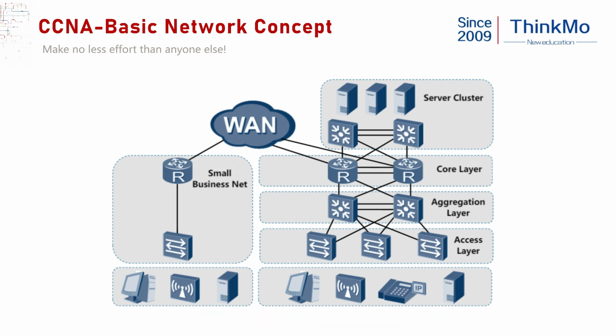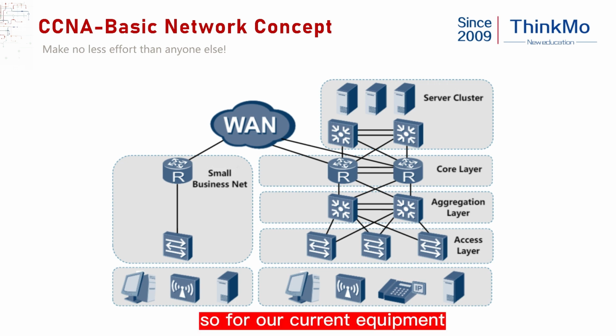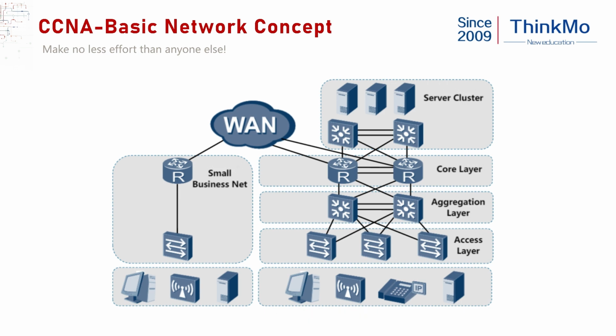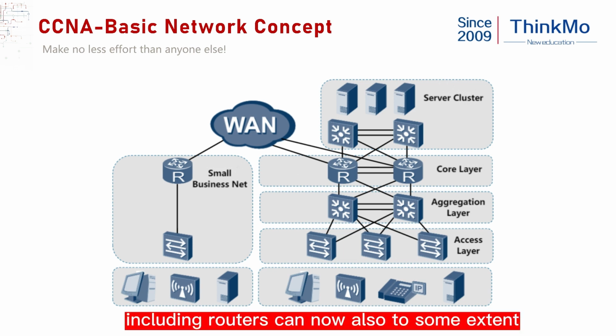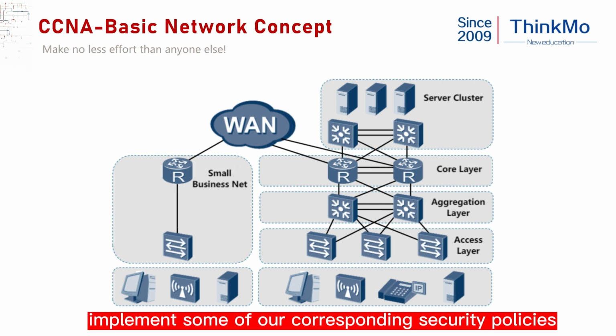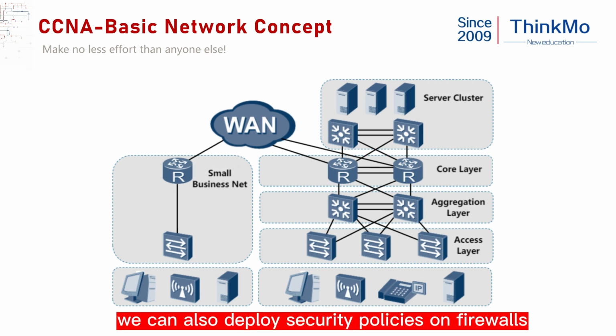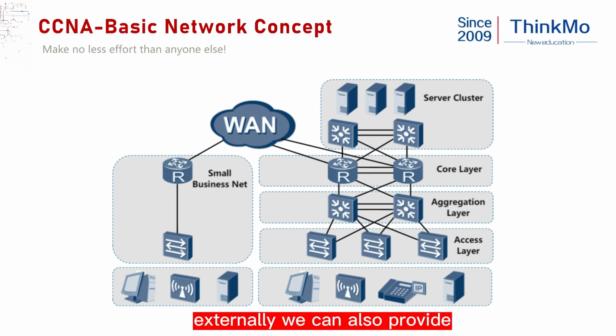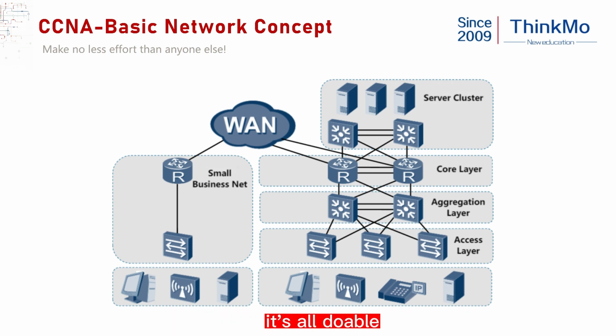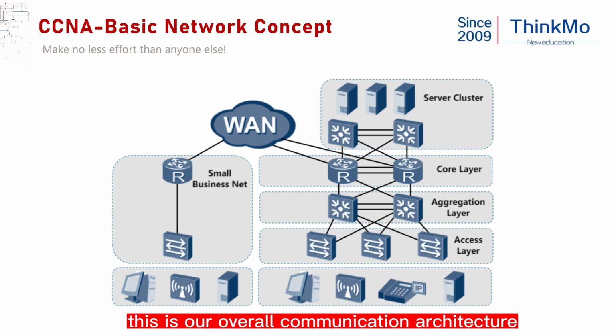But it's safe, because here it is also drawn. Firewall. So for our current equipment. For us now. Suppose we also have firewalls here. Because of the exit here we have a router. Including routers can now also to some extent implement some of our corresponding security policies. It's all okay. We can also deploy security policies on firewalls. Externally we can also provide relative access service and ensure the security of the server. It's all doable. This is our overall communication architecture.